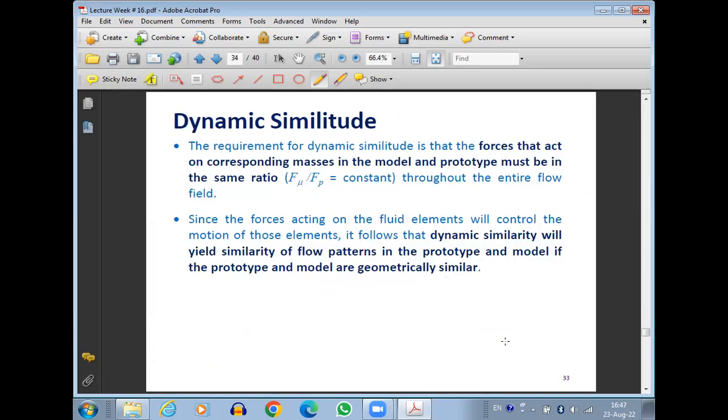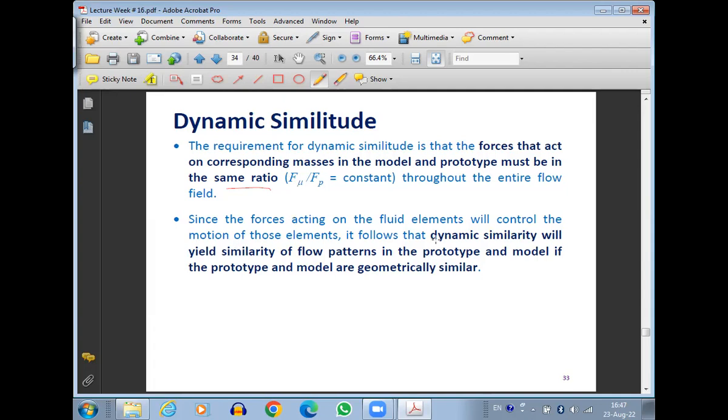Okay. The next thing is the dynamic similitude. The dynamic similitude says that the forces that act on the corresponding masses in the model and prototype must be in the same ratio. So the forces which are acting on your model and the forces which are acting on the prototype, the ratio of those forces should be the same. Okay, whatever the forces involved, the ratio of those forces should be constant.